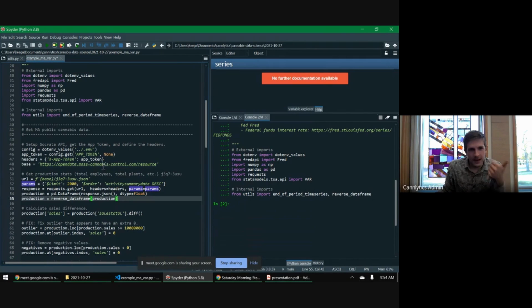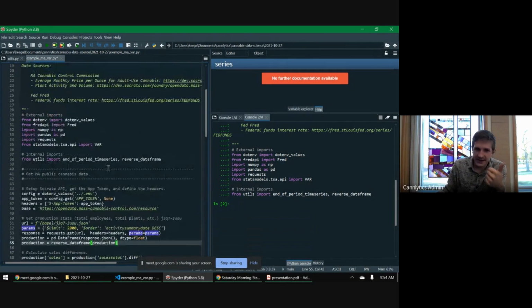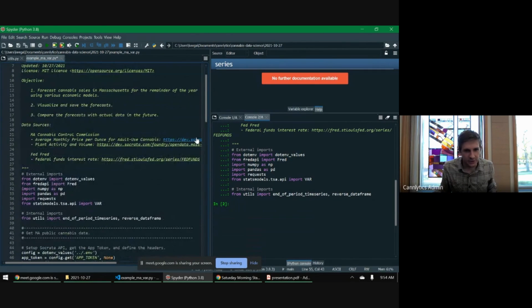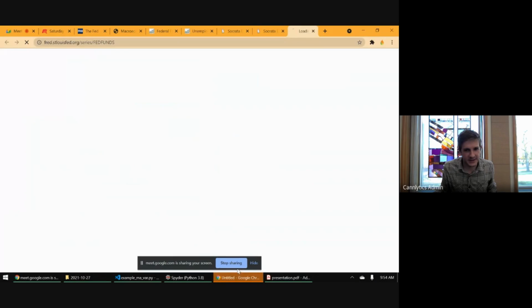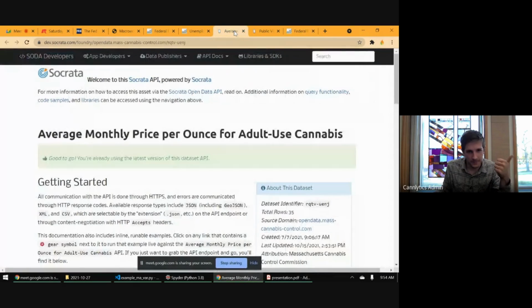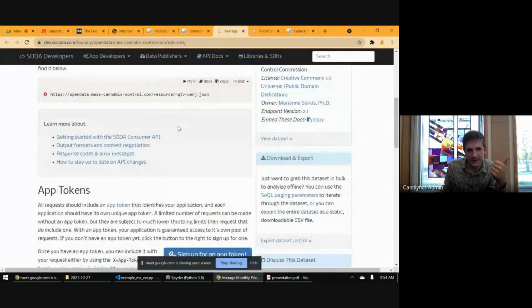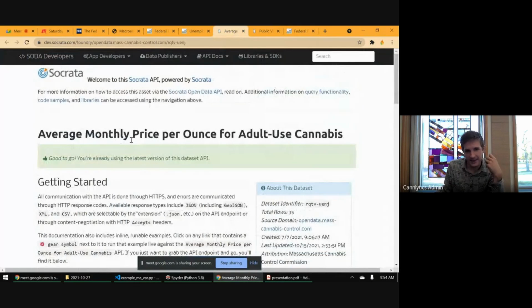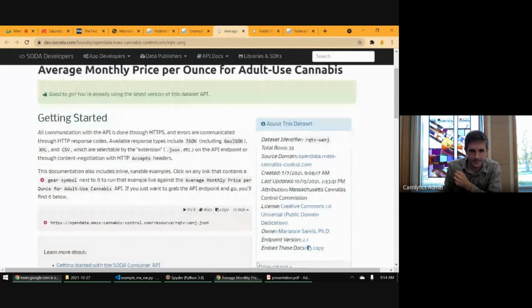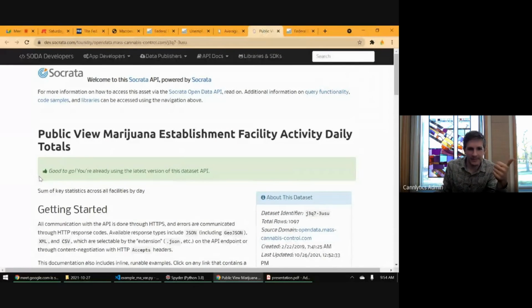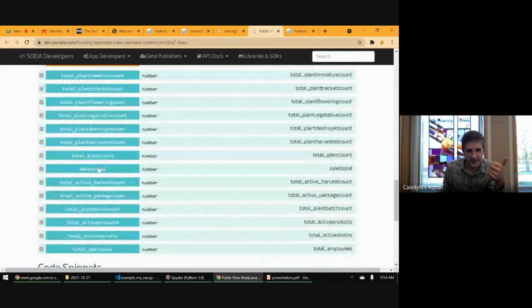I may go over getting the data quickly because we've done this a bit more in depth in prior weeks. But long story short, at least for Massachusetts, you can get quite rich data through the Socrata API. So here we're going to be grabbing the average prices, and this is a monthly series. And we're also going to be grabbing sales totals, and this is a daily series that we'll be aggregating into a monthly series.